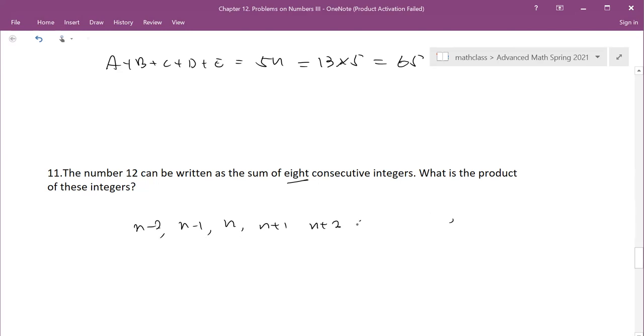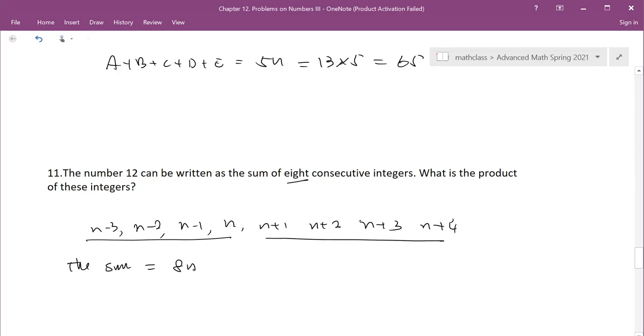N minus 2, n plus 3, n minus 3, n plus 4. Total, you have how many of them? You have 8, 4 and 4. The sum is going to be, first of all, how many n here? 8n here. Then n minus 1 plus 1 cancel out, 2 cancel out, 3 cancel out, but 4 is not canceled, right? So that's going to be 12.